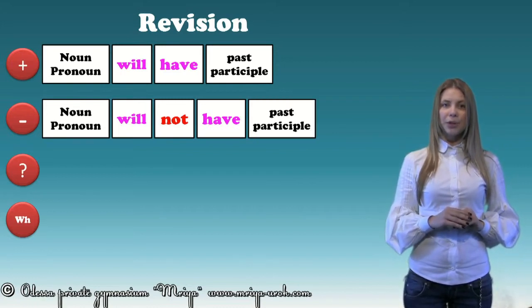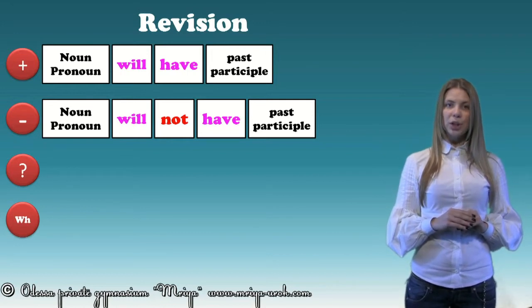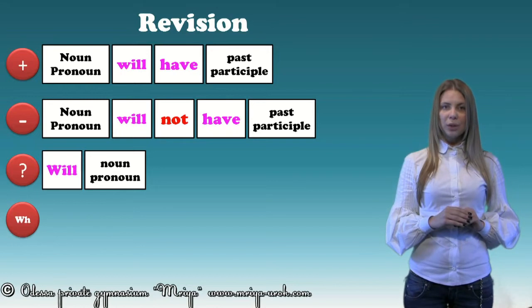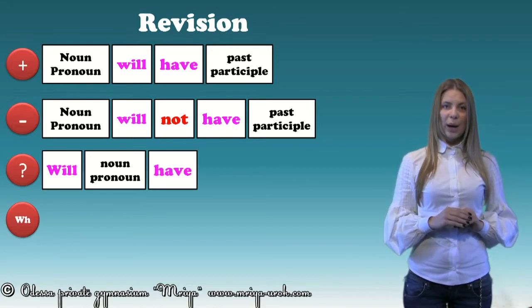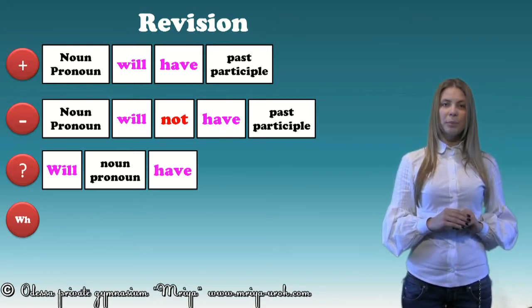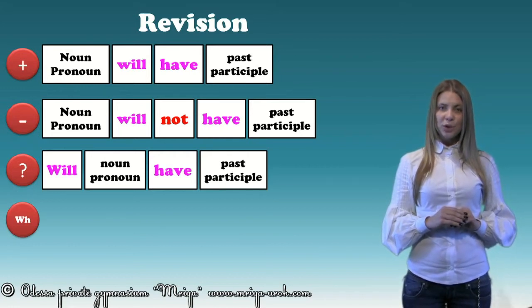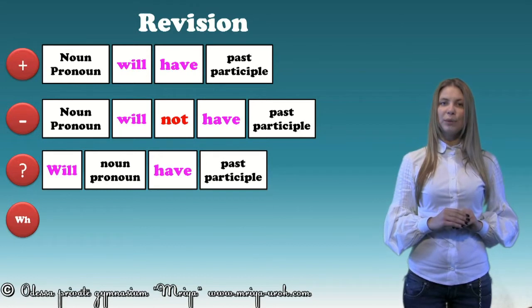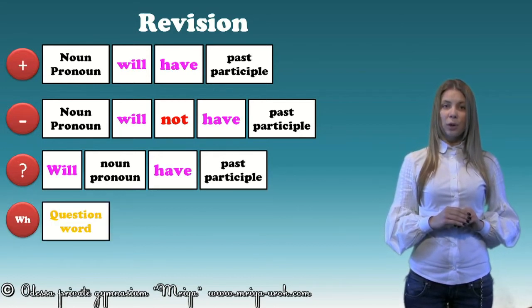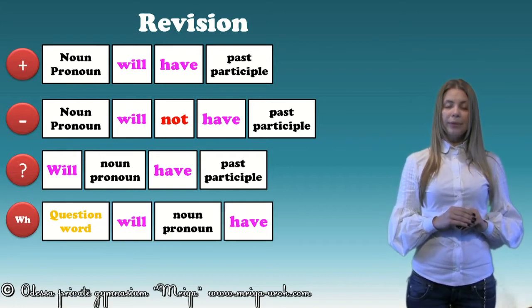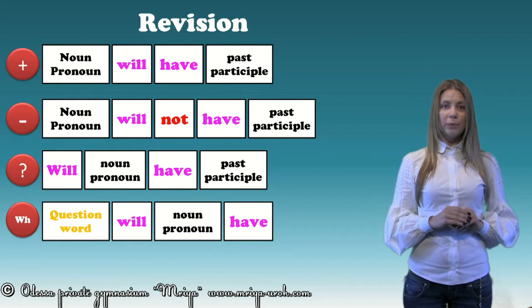If you want to make a general question, on the first position you put will, then noun or pronoun. After that you put have, and on the last position, past participle. If you want to make a special question, on the first position you have to put your question word. Then you have to put will, noun or pronoun, have, and on the last position you have to put past participle.